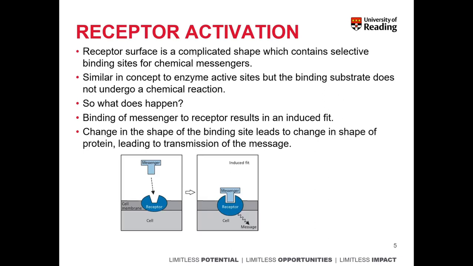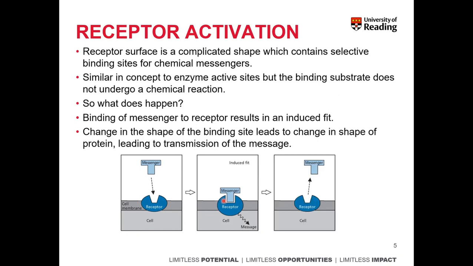And so this is shown on this diagram here. So here we have a messenger molecule that can bind into the binding site on a receptor. Now this receptor is of course embedded in the cell membrane. Now when the messenger enters into the binding site, the receptor changes its shape, so it has an induced fit, and this triggers the sending of the message to the inside of the cell.